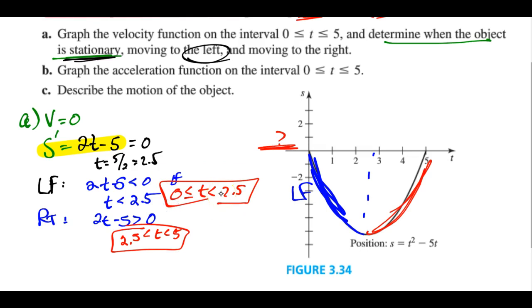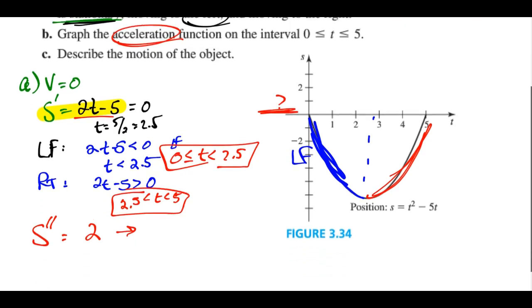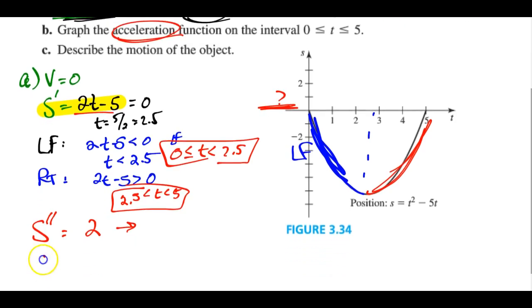Part B starts asking about acceleration. So all I have to do is take the derivative of the derivative. And the acceleration is going to be 2. So notice that acceleration is a constant. It's constantly accelerating at the same rate. And then part C, describe the motion of the object. Well, I think we kind of did that. At time 0, he's at 0.